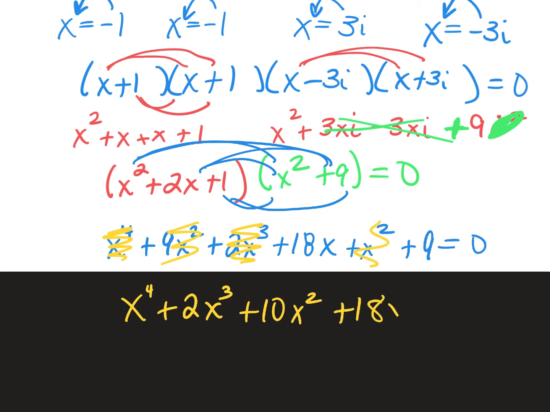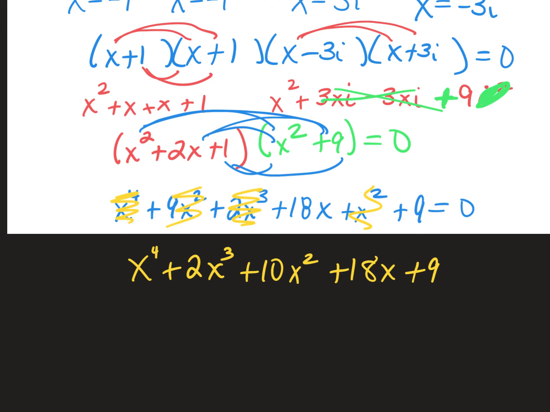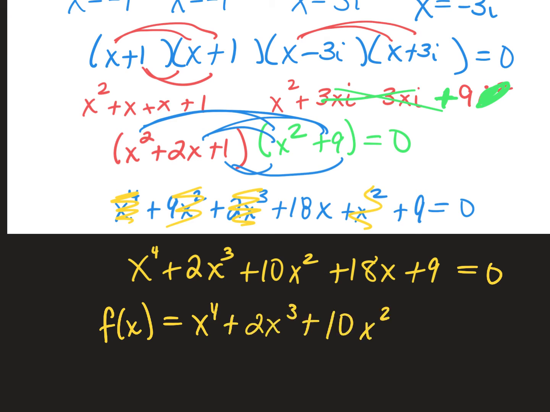Plus 18x. Then what? Plus 9. Now to finish off your answer, you either have to have equals 0, or you could write f of x equals x to the fourth plus 2x cubed plus 10x squared plus 18x plus 9.